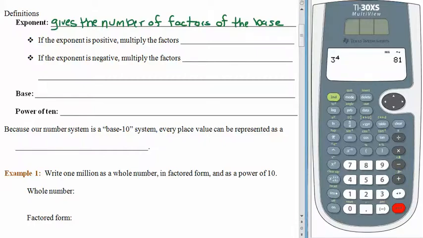If the exponent is positive, which so far those are the only types of exponents we've seen, we're going to multiply the factors as usual. But it is possible to have a negative exponent. This is new, so let's talk about that for a second. If the exponent is negative, we are still going to multiply the appropriate number of factors, but we're going to do this in the denominator.